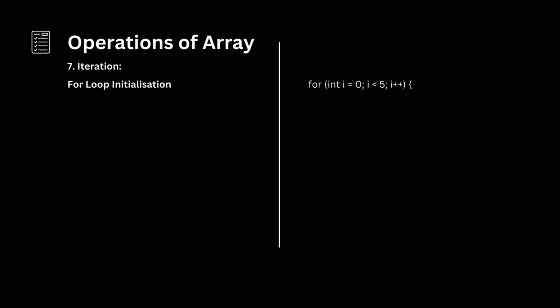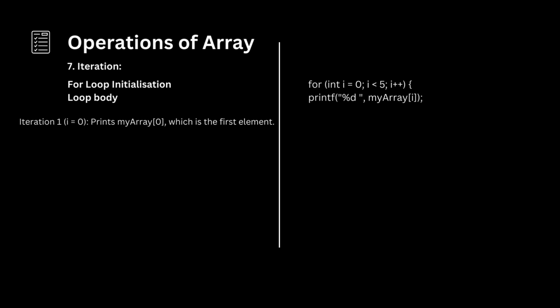Iterate through all the elements of the array. For loop initialization: this initializes a for loop that starts with i set to 0 and iterates while i is less than 5. After each iteration, i is incremented by 1. Loop body: within the loop, this statement prints the value of the current element at index i in the array. The %d is the format specifier for printing integers.